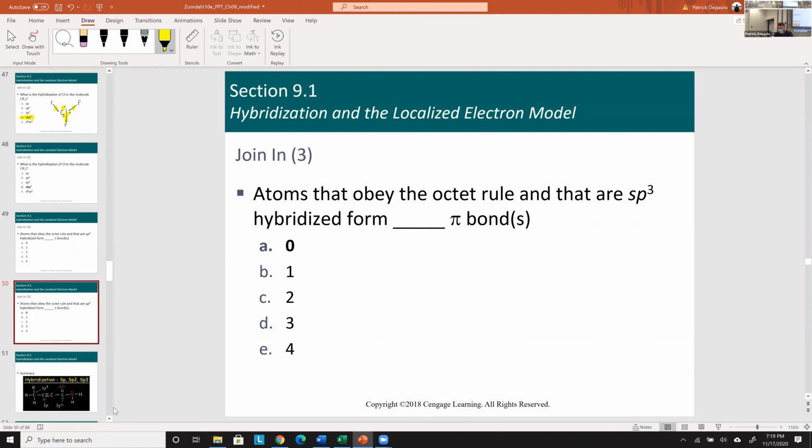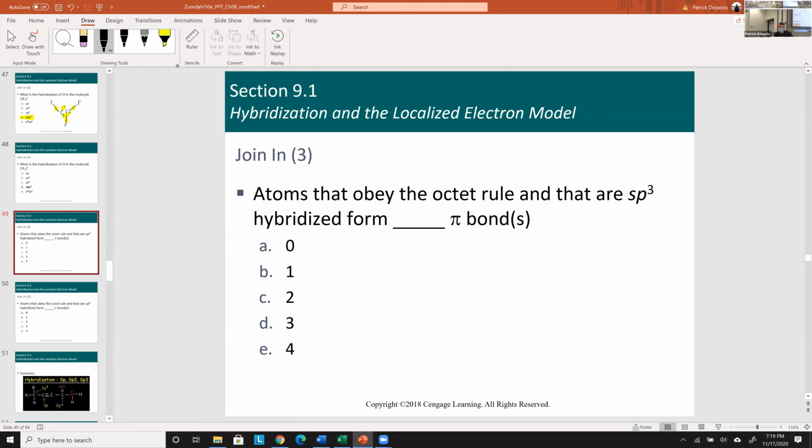Yeah, it's 0. We know that. So that question is kind of silly, but sp3 hybridized atoms that obey the octet rule, such as methane, right? You'd have no pi bonds, you have no double bonds.